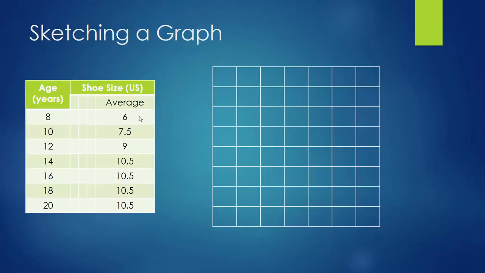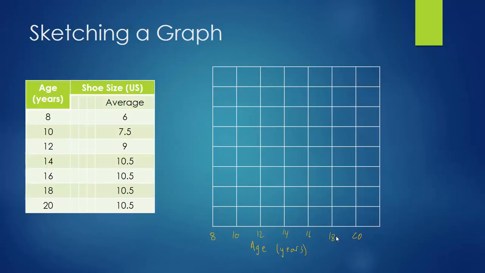So here, I want to sketch a graph of that shoe size versus age graph. And so down here is my independent variable, so that's age, and that's measured in years, and so I'm going to go ahead and put that on my label. And I see over here I've got to go from 8 to 20. 8, 10, 12, 14, 16, 18, 20. That looks pretty good.